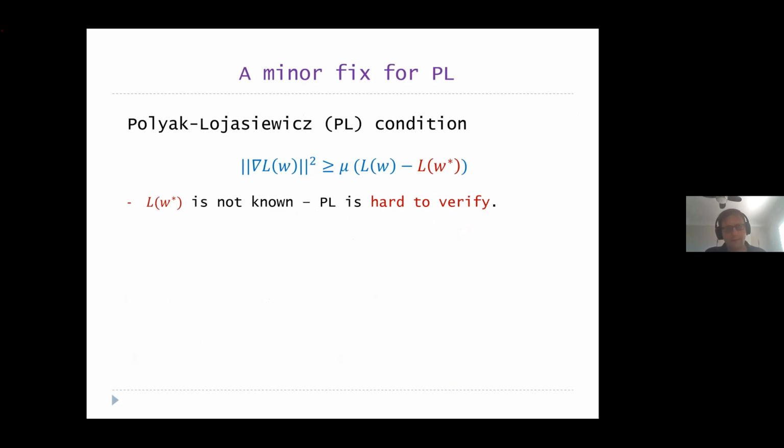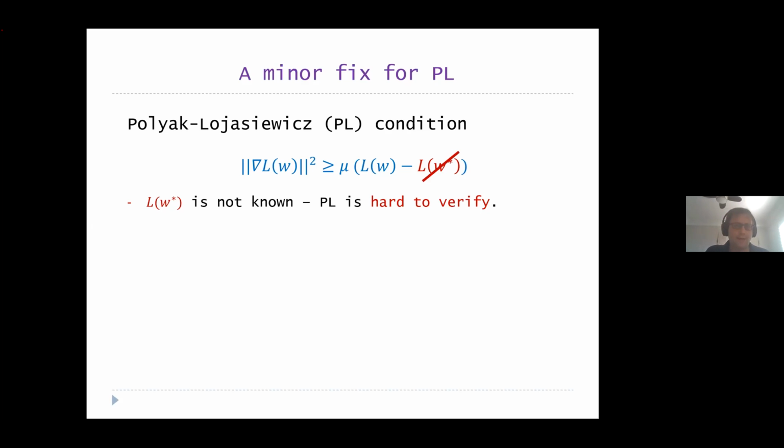Okay, now going back, let's look at the PL condition again. And we realize that this condition has one issue, which is that it's actually really difficult to verify. Why? Because we have to know something about L of W star. And without knowing W star, or that it even exists, how can I possibly check this? So it looks like a little bit of a chicken and egg problem, right? I have to know this condition to prove that L of W star exists, but I have to know that it exists to even verify this condition.